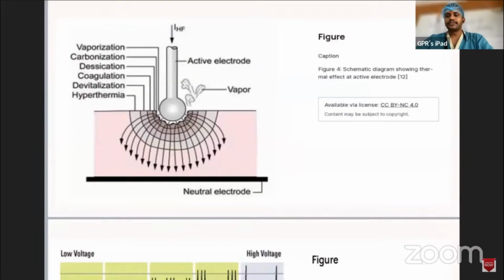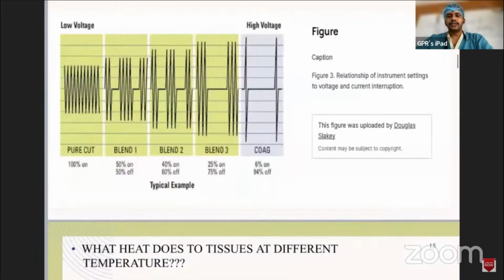So this is how the energy is used in electric cautery. When it comes to pure cutting current, it uses almost 100% of the energy very precisely, in a high frequency manner and a low voltage manner. When it comes to coagulation, it employs a high amplitude, high voltage current at a lesser frequency.